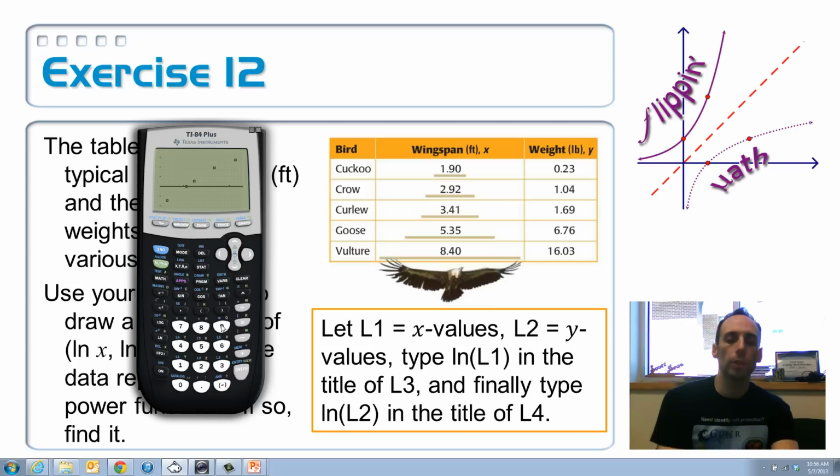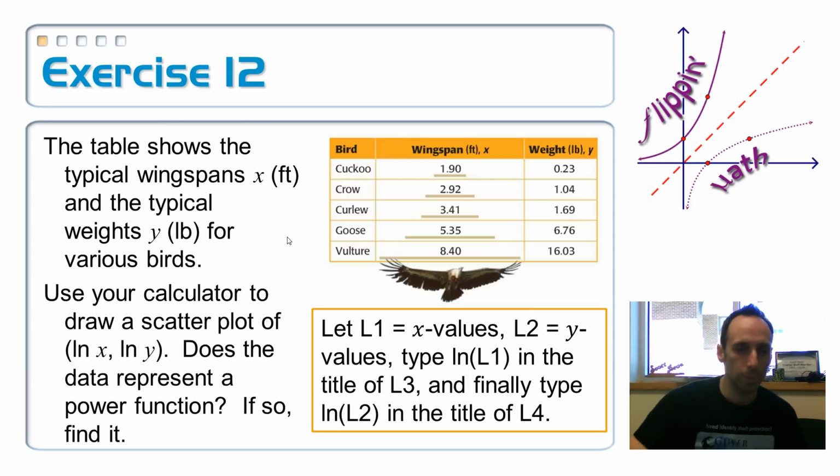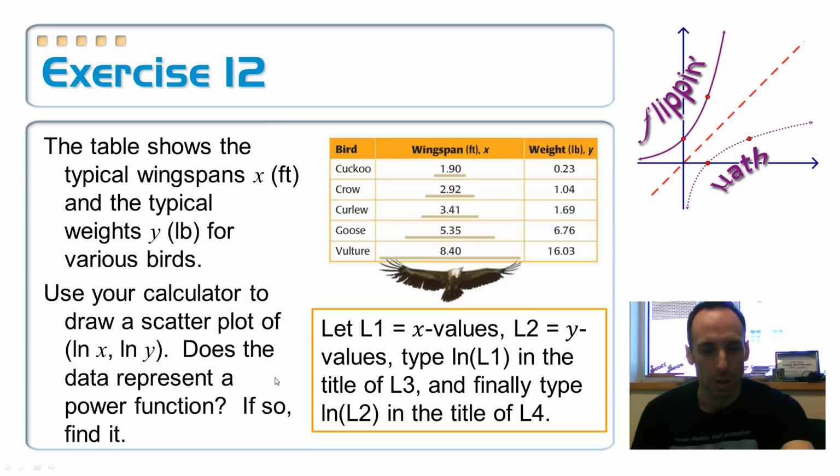So now I'm going to go to zoom, and I'm going to choose number 9 for zoom stat. Voila! It looks pretty close to a straight line. Now it kinks out a little bit up at the top, but we're going to say, hey, that's pretty close to being a power model. So we're going to find a power model for it. So we're going to answer this as yup.